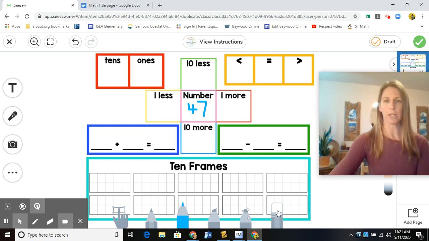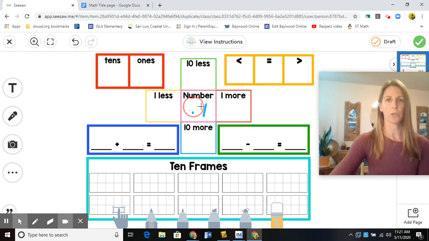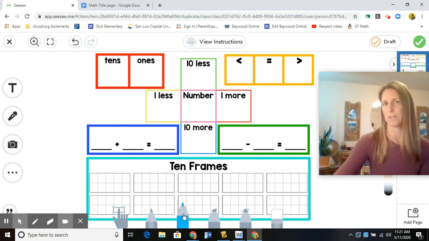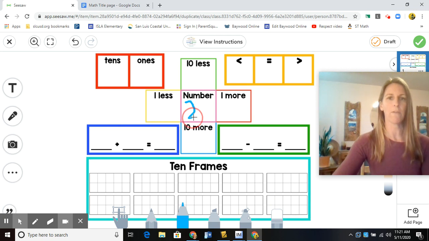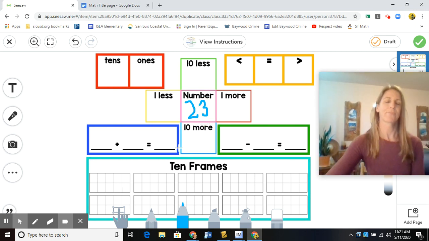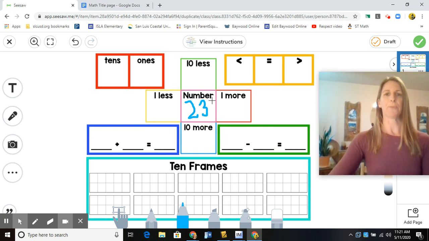So I like to use my eraser, and then I just go over here and erase what I did. And then I like to go back and use my pen. The pen is easier for me than the pencil for some reason. So I'm going to write in the number of the day for my example. All right, 23. So I would do this part in the middle first.